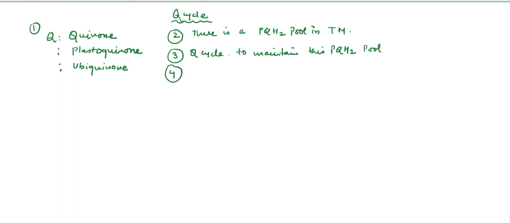Fourth point, Q cycle is also important for accumulation of protons in thylakoid lumen.